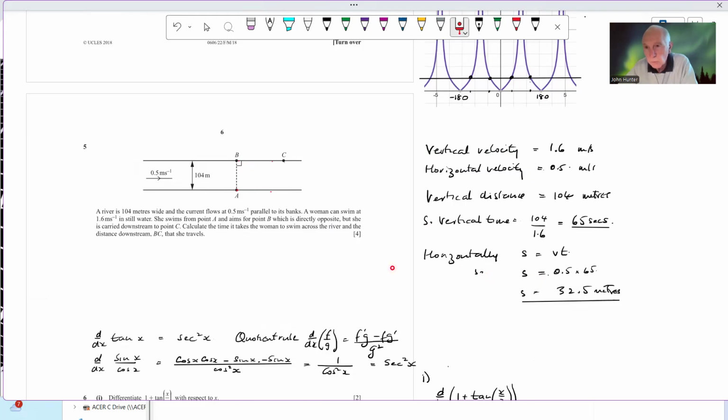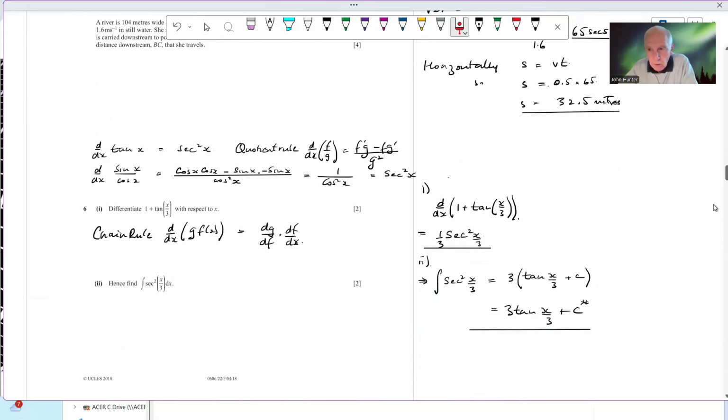Okay, so we've just done that because we've split it into two perpendicular directions and calculated accordingly. Right, good. I hope that's okay.